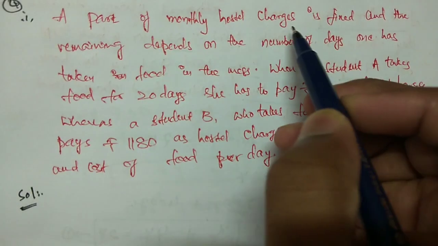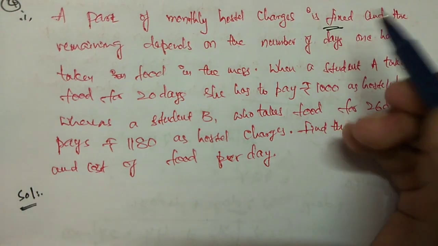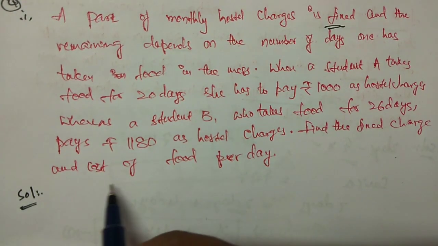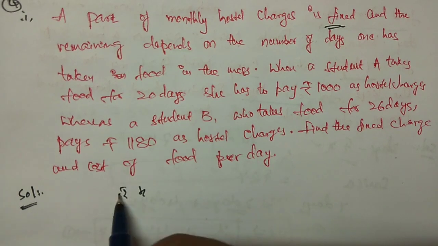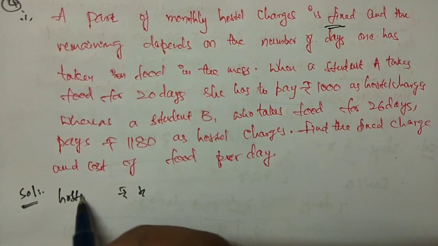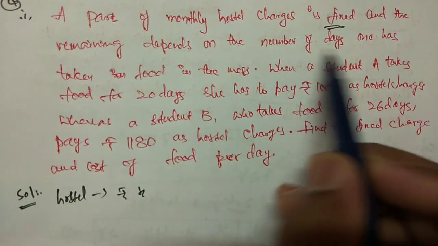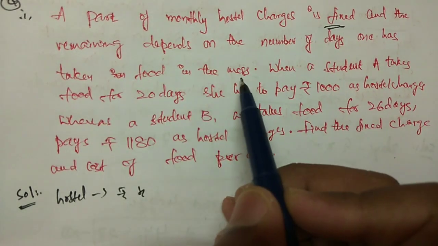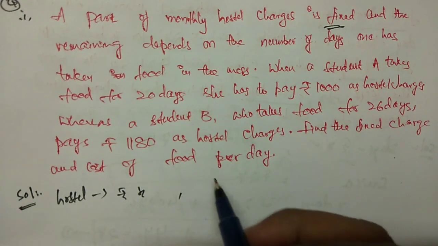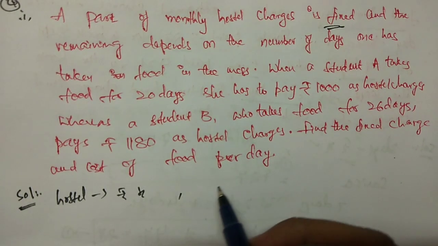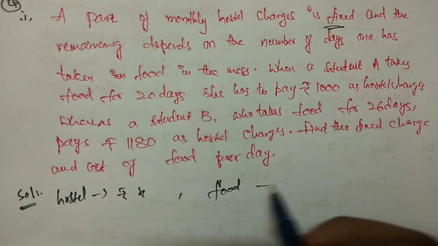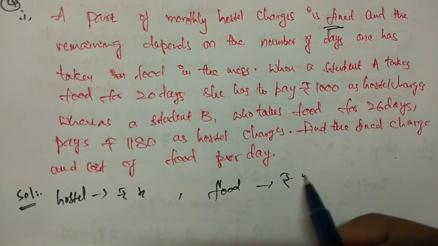A part of the monthly hostel charges is fixed. So let the monthly hostel charge be x rupees, and the rest depends on the number of days one has taken food in the mess. So the cost of food per day be y rupees.